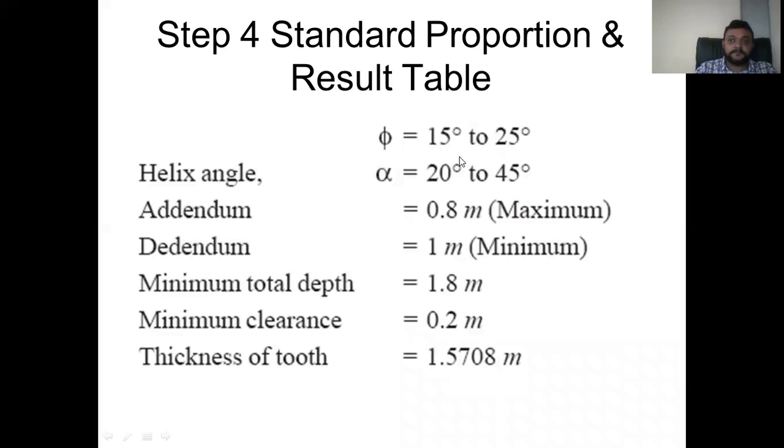Step number 4, you have to calculate the standard proportions like helix angle is given, pressure angle is given, addendum is equal to 0.8 module, dedendum is equal to 1 module, that is the minimum. Minimum total depth is 1.8 module, minimum clearance 0.2 module, thickness of the tool 1.57 module. On the basis of the module, you can similarly calculate other parameters the same way as in the spur gear too. So this is about the helical gear design and some concepts.